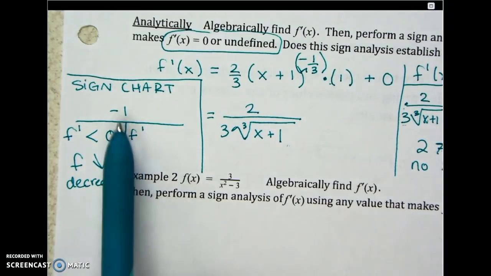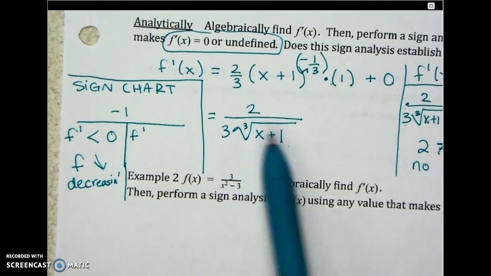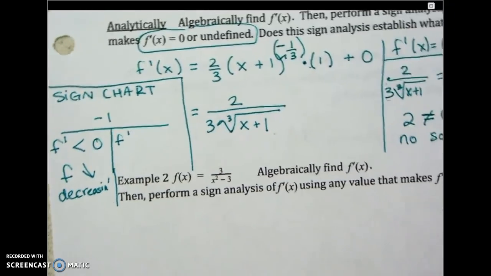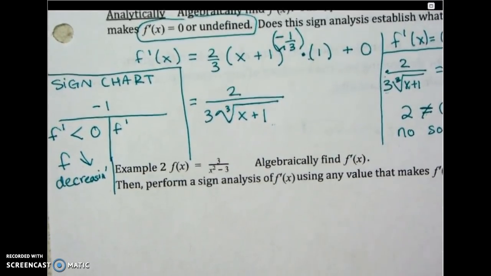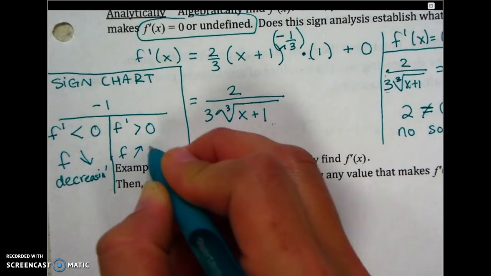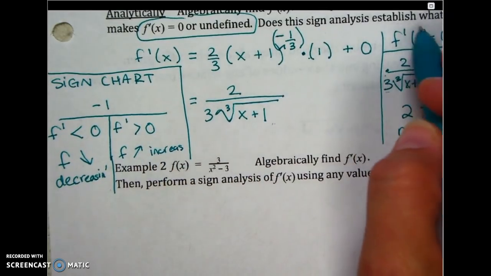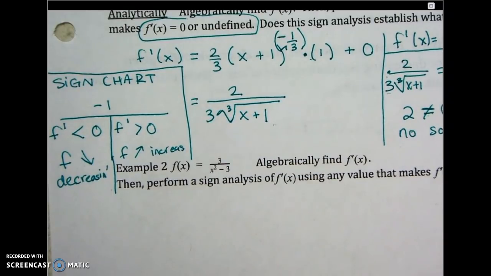What's a number greater than -1? 0. Is it going to be positive or negative? Positive? With me? Is it hard yet? No, it's not. Increasing. Does the sign analysis establish what's depicted graphically above? Yes. Yes, it does.